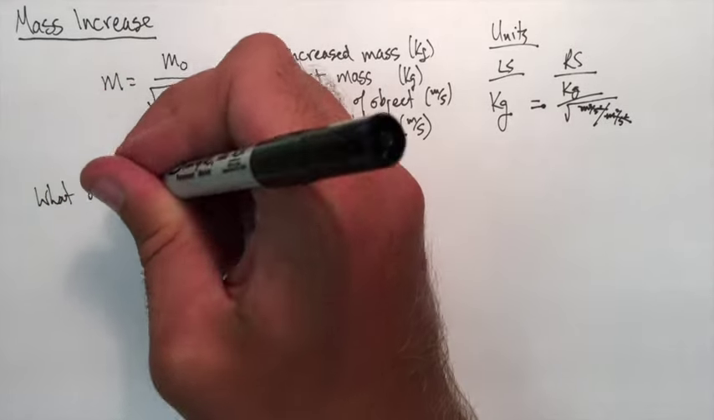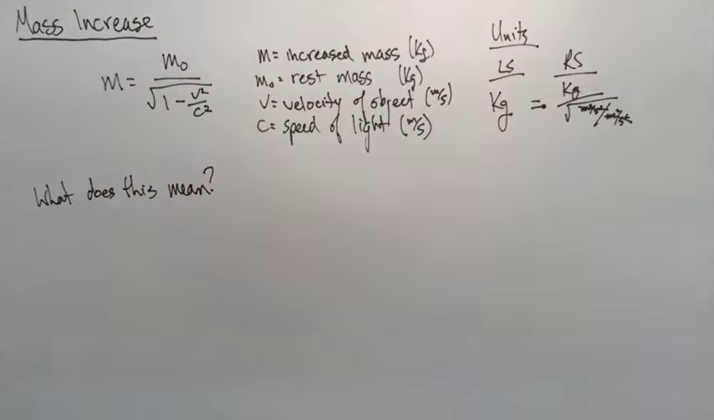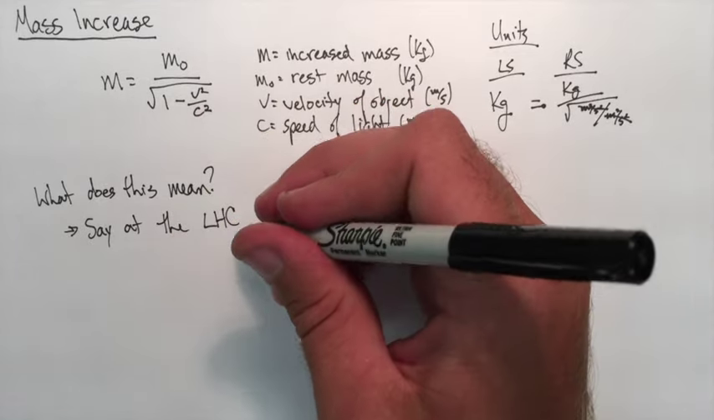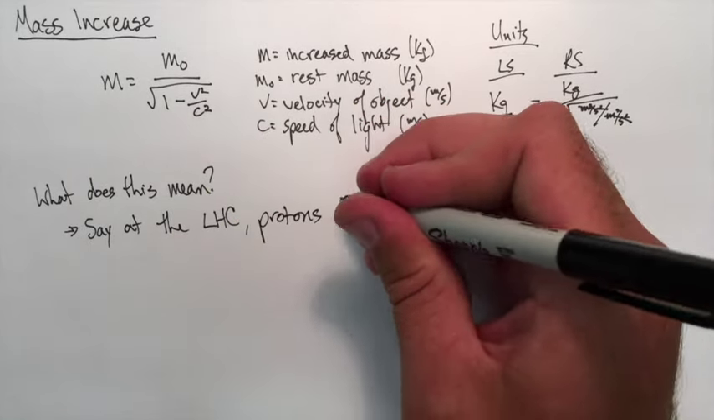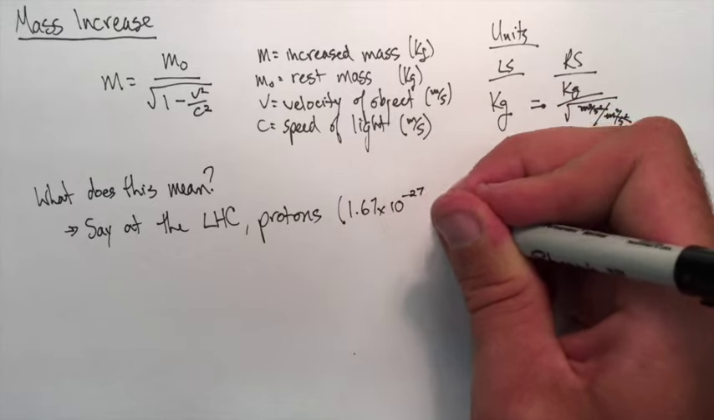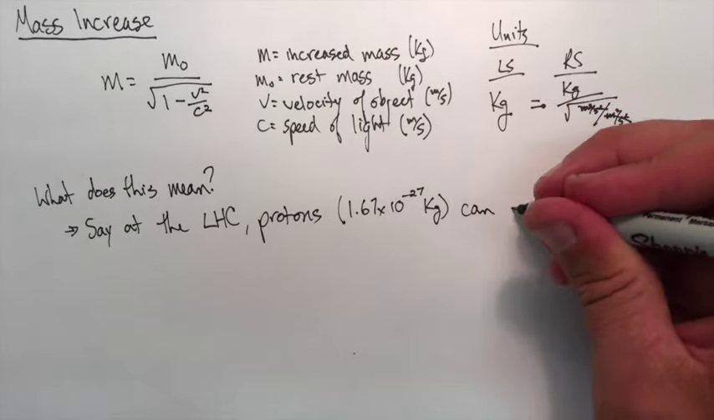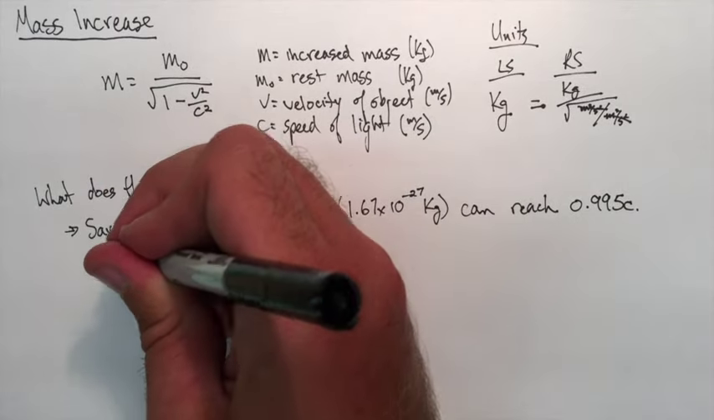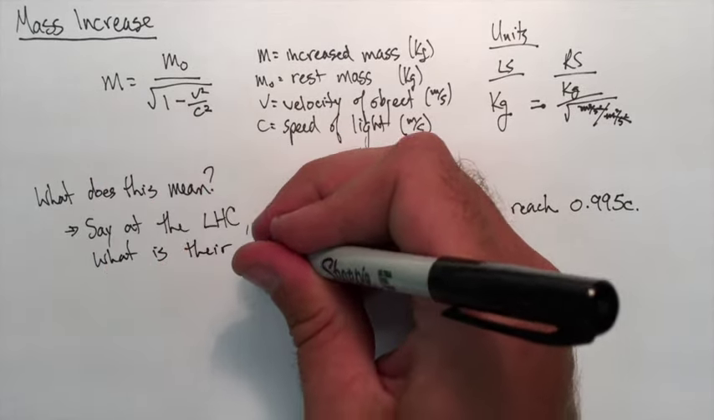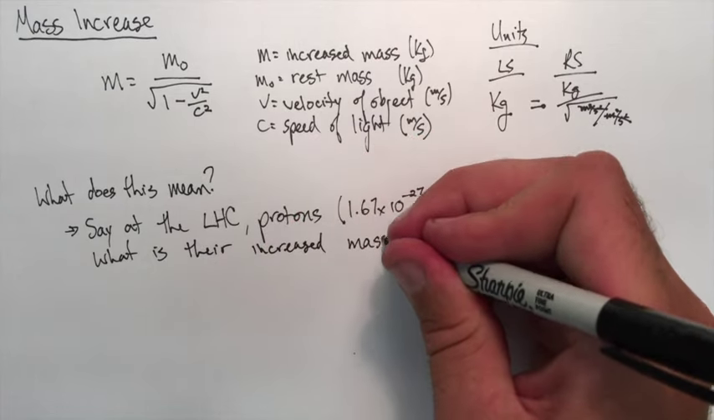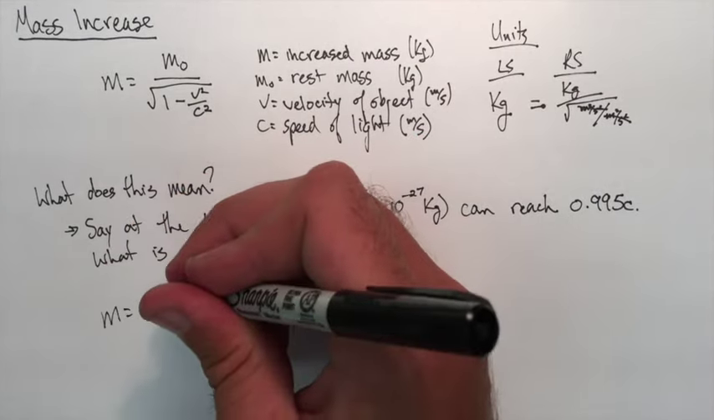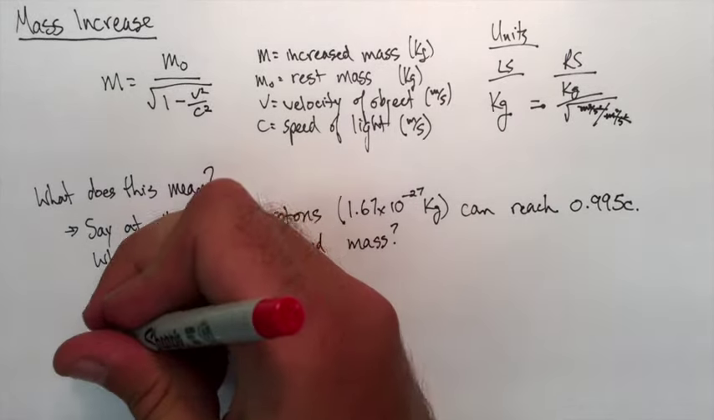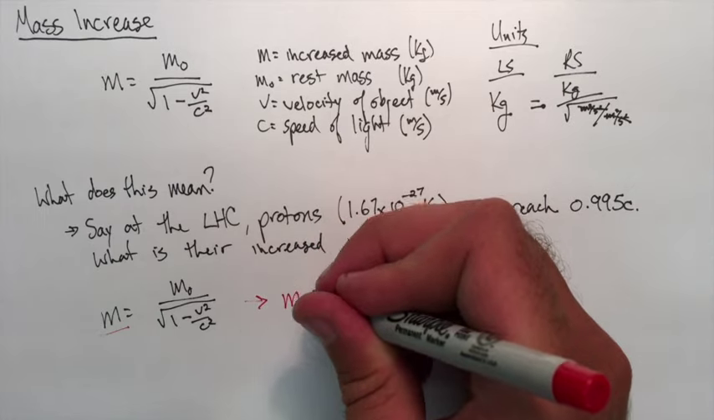So what does this mean? Let's say we're at the particle accelerator, the LHC in Switzerland. They're going to speed up protons around the circumference of the machine, and the protons are going to reach somewhere around 99.5% the speed of light. What is their increased mass? We're going to use this formula to see how much heavier they are when they're traveling at 99.5% the speed of light. So we're going to solve for m.